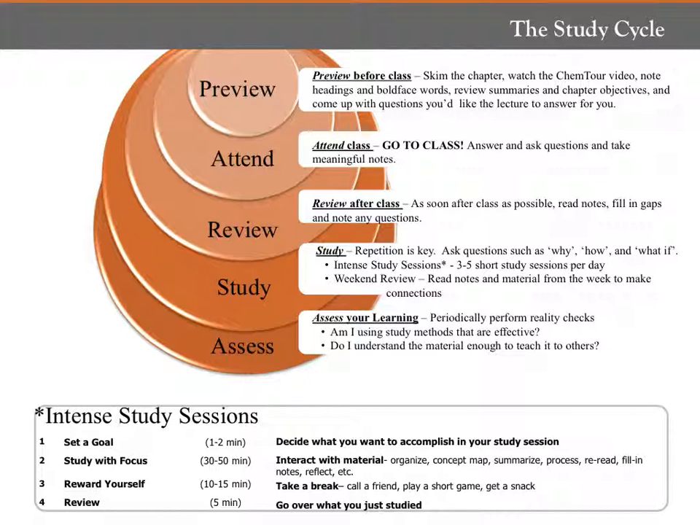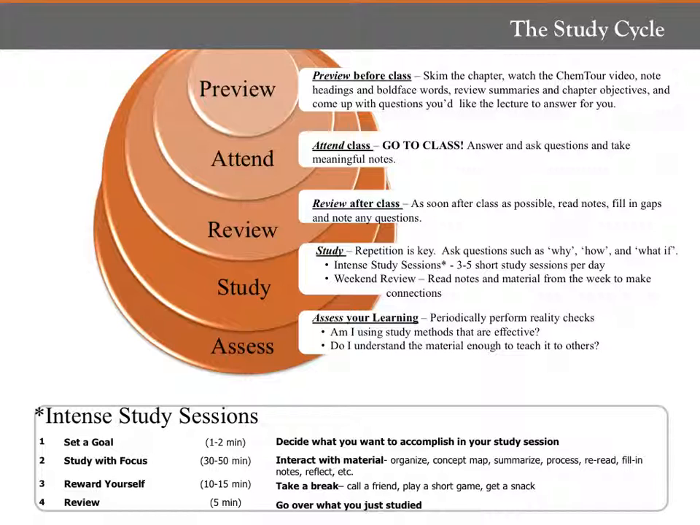In studying, one of the things you can do is have intense study sessions, which are 3 to 5 short study sessions per day. Within an intense study session, you'll notice at the bottom of the slide, it can be broken up so that, within up to an hour of time, you've got different goals within each of those increments of time. The first thing you should do when you sit down to study is have a goal for yourself. Is it finishing 5 problems? Is it memorizing something you've been asked to memorize? Set that goal for yourself.